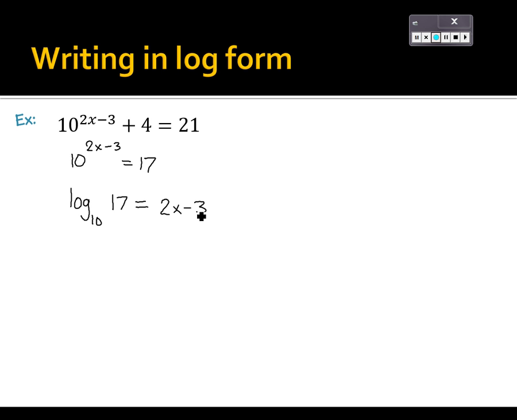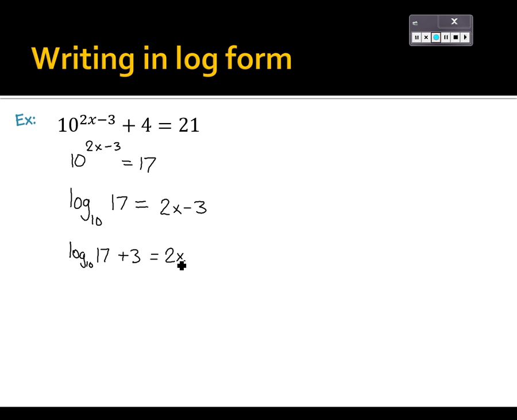We have 2x minus 3 equals something. What do you do to both sides? How are we going to free x? It's just like, well, opposite. Add 3. So we have over here log base 10 of 17 plus 3 is equal to 2x.